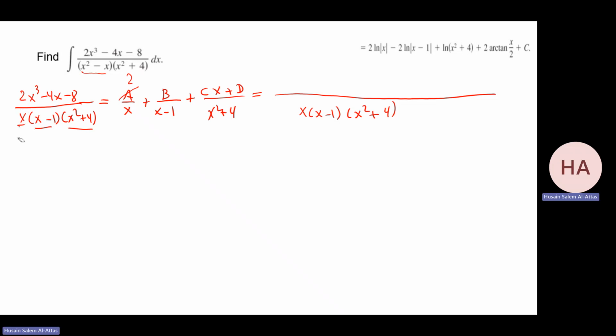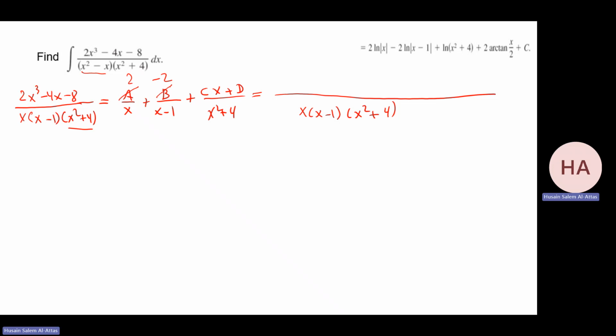Also, I can use this. I cover method for x minus 1 since it's linear. Substitute the 1. I have in the numerator 2 minus 4 minus 8, that is minus 10. And the denominator, I have 1 times 1 plus 4, minus 10 over 5, that will be minus 2. So I'm getting A and B. Now I need C and D.